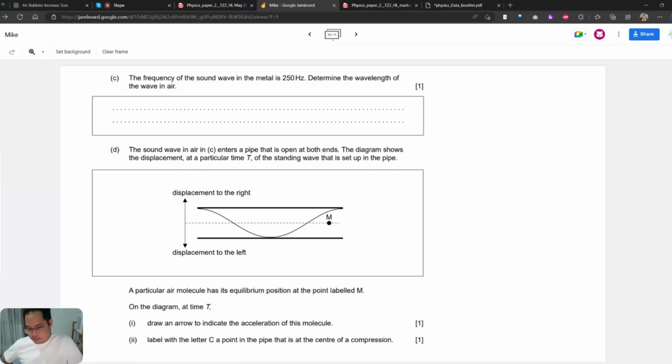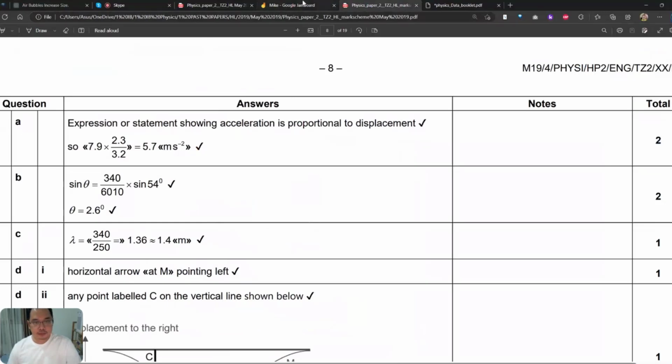The wavelength is the speed 340 divided by the frequency 250. The formula of the wavelength is a familiar one. We've done it many times. 1.4 meters. Yes.